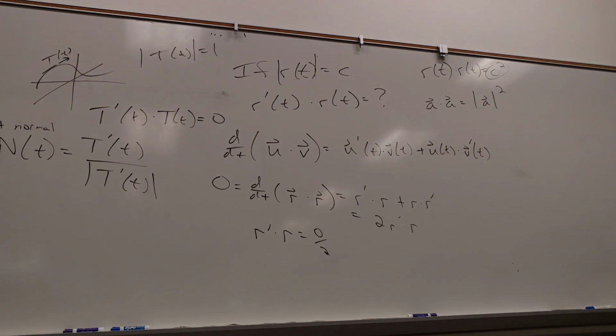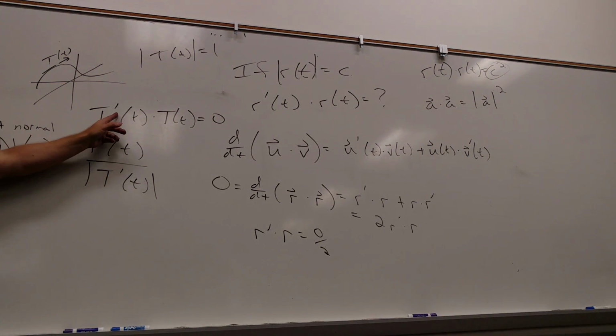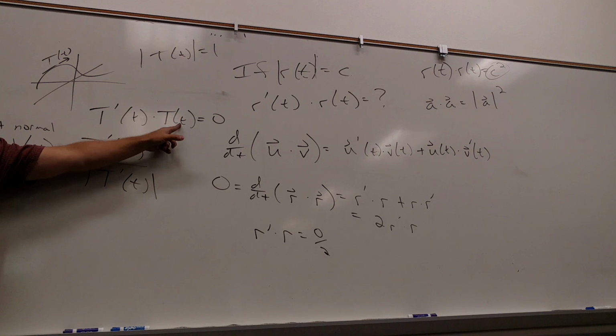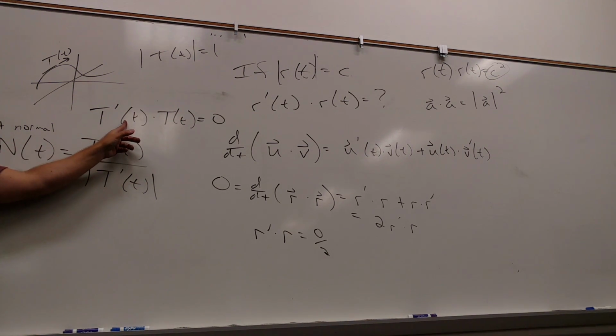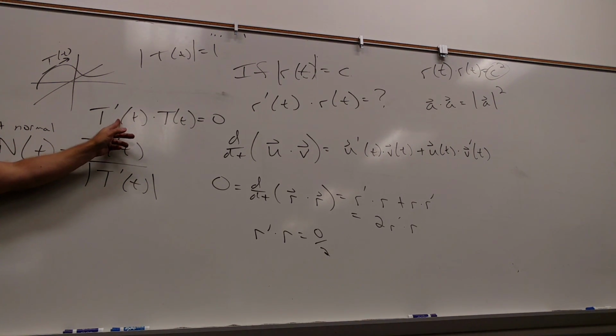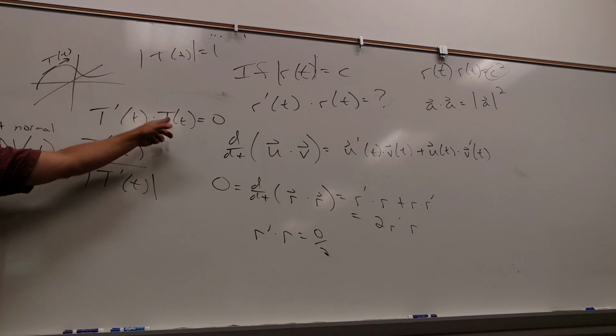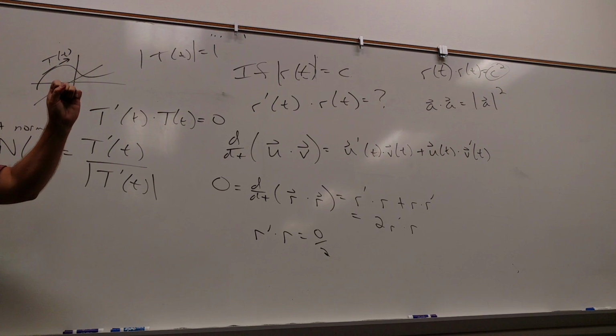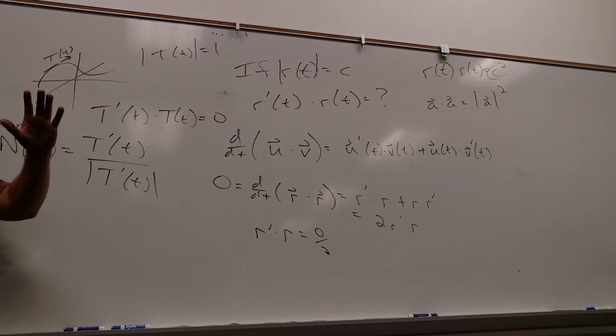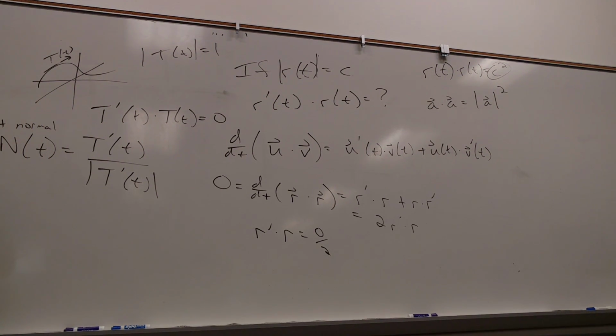Now think about this for a second. When I take the derivative of a unit vector, is the result necessarily a unit vector? If I have a unit vector and I take its derivative, the result is definitely not guaranteed to be a unit vector. I'm going to let that sink in.